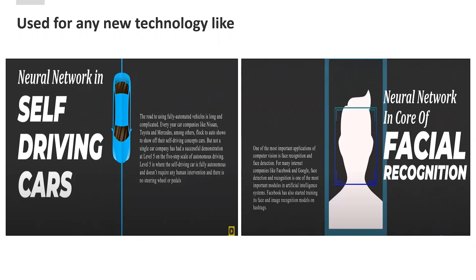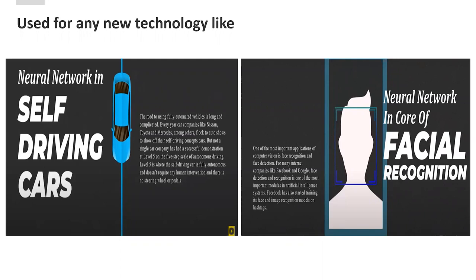They have some of the cars which they already rolled out in the market, right? And they are successfully trying to be in the space of self-driving cars, right? Now, one of the most important applications of computer vision is face recognition. So neural networks are used in self-driving cars, and are also used in facial recognition, right?